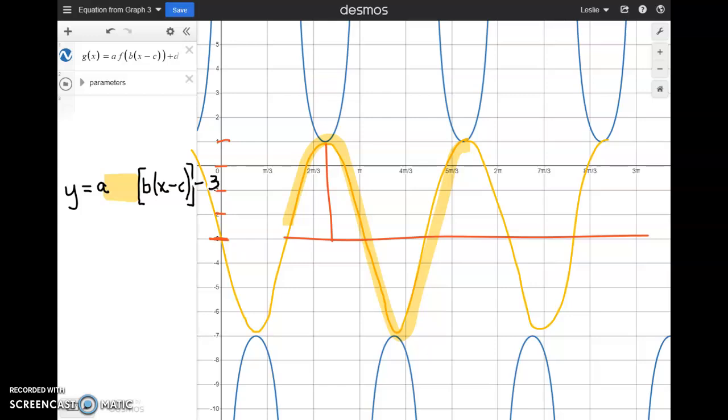Actually, let me do that in a different color. I've been doing it in purple, so let's just stick with that for the adjustments that I make. Okay, so there's my -3.